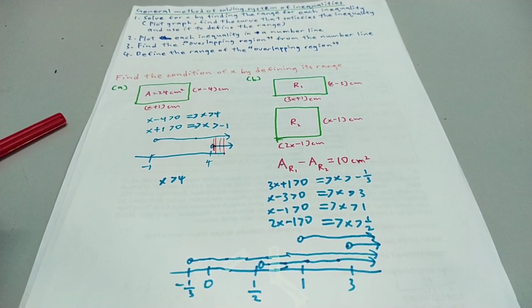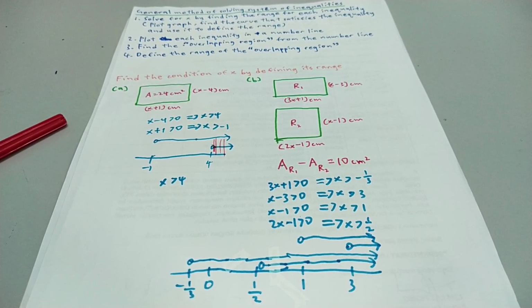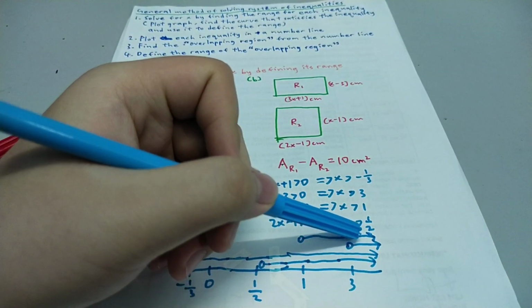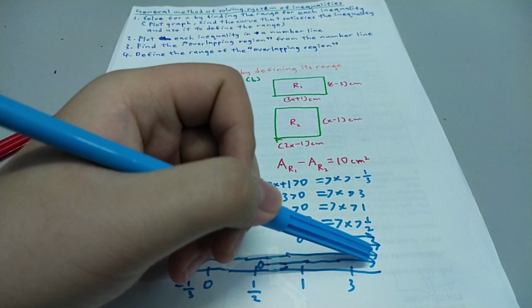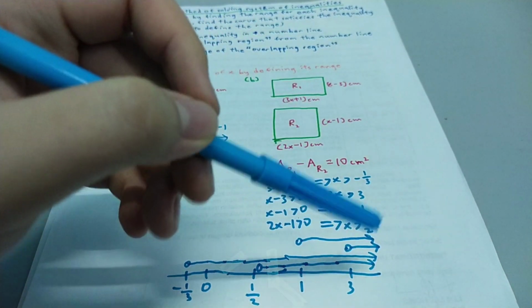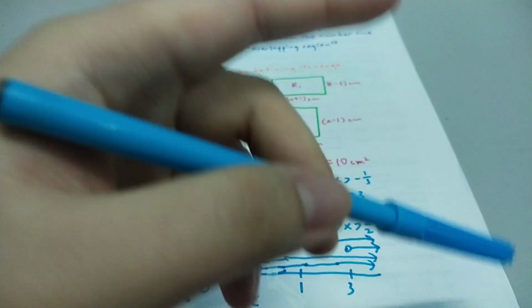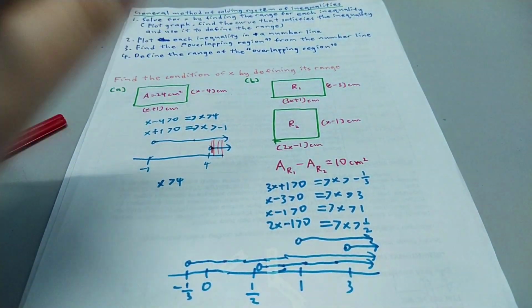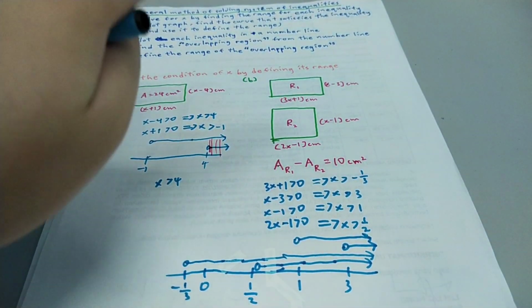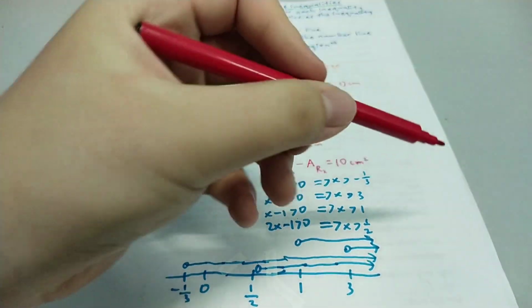Now let's go for step number 3. Step number 3 is to find the overlapping region from the number line, which means that we need to find the overlapping region for the ranges. To find the overlapping region, we must find the region that has 4 arrows going in either the left or right direction. The region filled with 4 arrows is going to be the overlapping region. So which one is the overlapping region? Here, right?